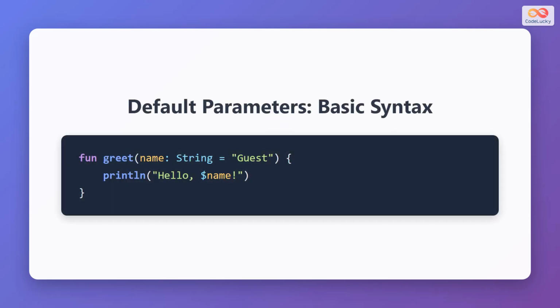Default parameters allow you to assign a default value to a function parameter. Here, the greet function has a parameter called name of type String with a default value of "guest". Inside the function, we print "hello", followed by the name. If no argument is provided when calling this function, it will automatically use "guest" as the value.